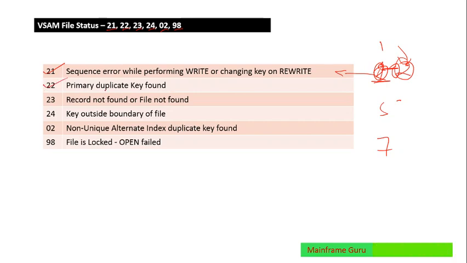And the second, 22, is primary duplicate key found, and 23 is the return code when the record is not found or the file is not found, and 24 comes when the key is outside the boundary of the file, and 02 comes when a non-unique alternate index duplicate key is found, and the 98 return code is thrown when the file is locked and open has failed.